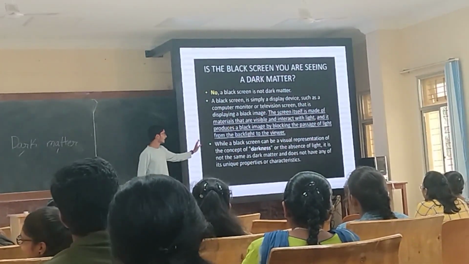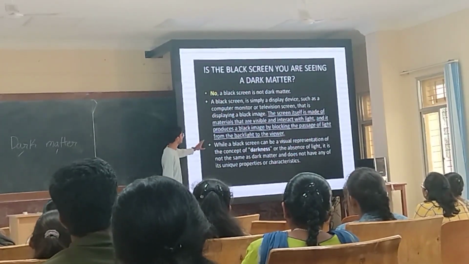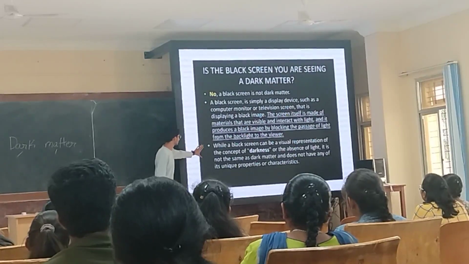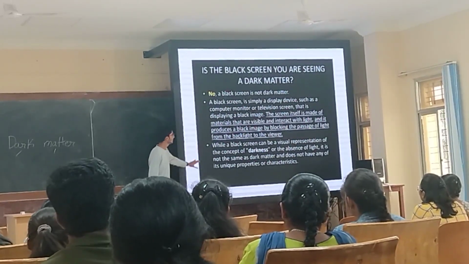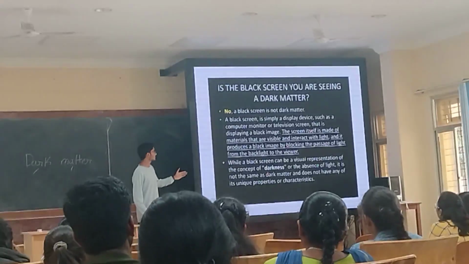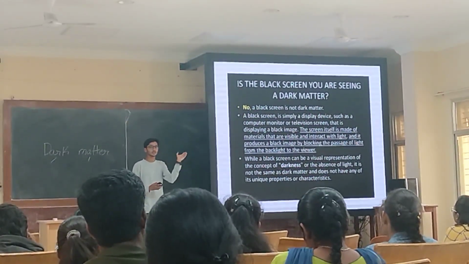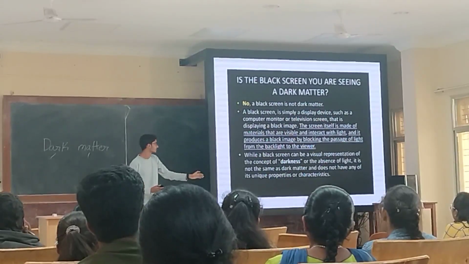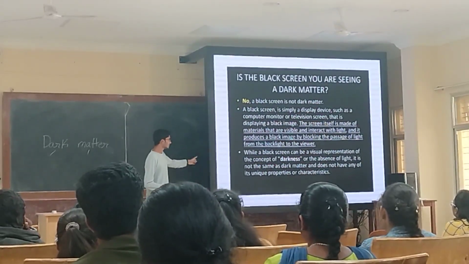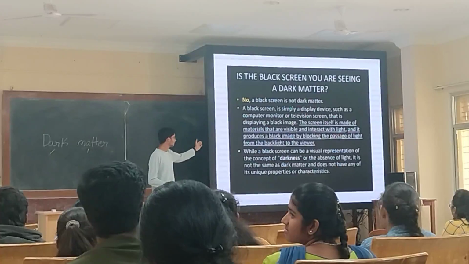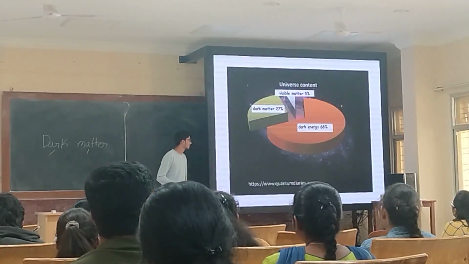You can see here, a dark screen itself is made of material. So this is visible. The material which is made here is visible for you, and it is just not allowing the backlight to come to the front and become visible to your eyes. So this is not dark matter, but it is an example of darkness.